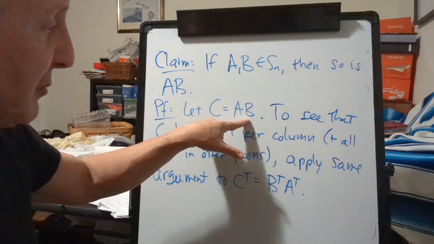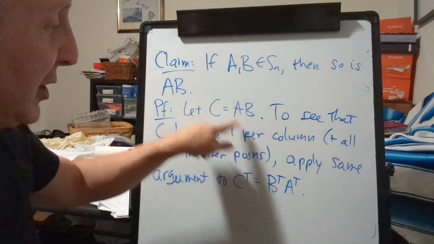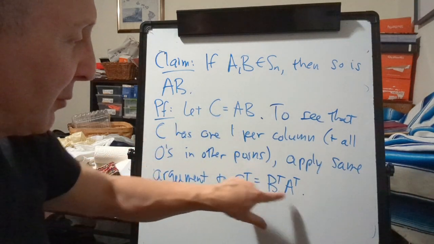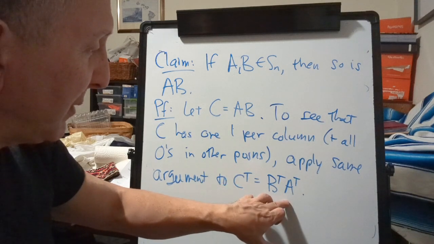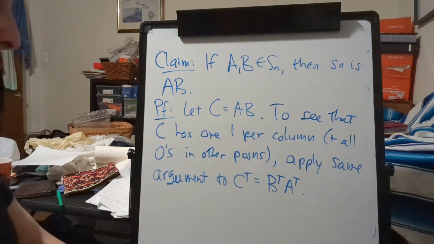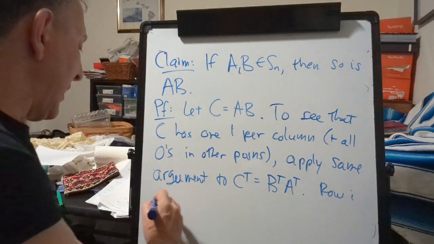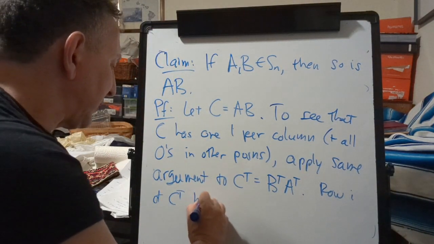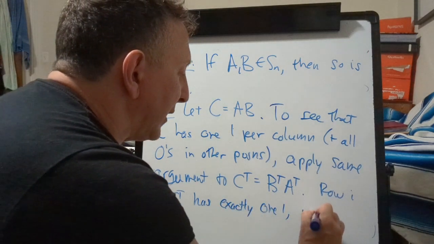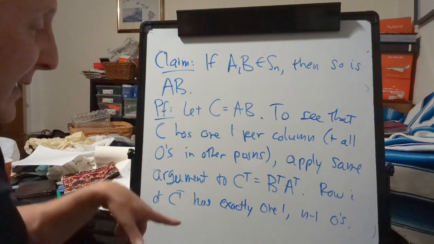Now, if A and B are permutation matrices, so are A transpose and B transpose, because one 1 per row here means one 1 per column there, and one 1 per column here means one 1 per row there. So these are permutation matrices, and this product of permutation matrices gives us a matrix that has exactly one 1 per row. So row I of C transpose has exactly one 1 and n minus 1 zeros. But row I of C transpose is column I of C.